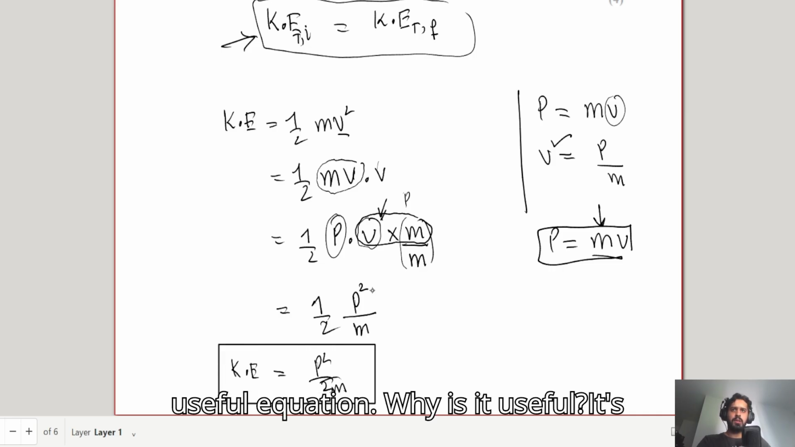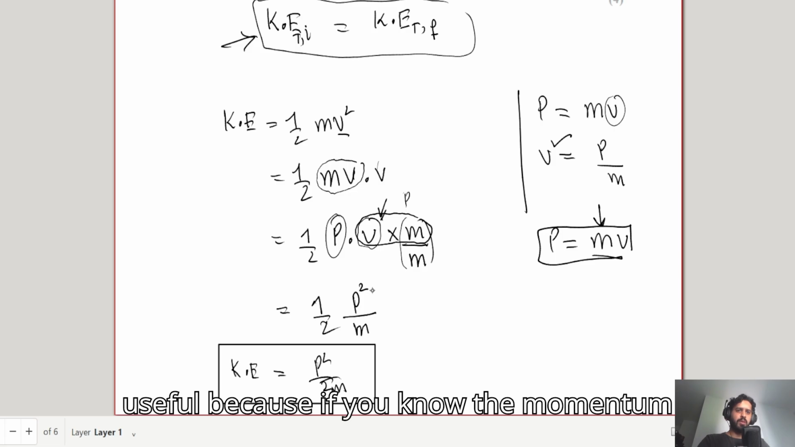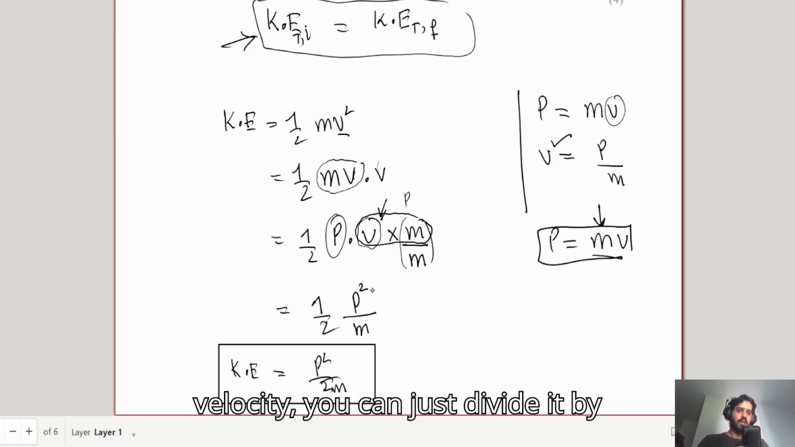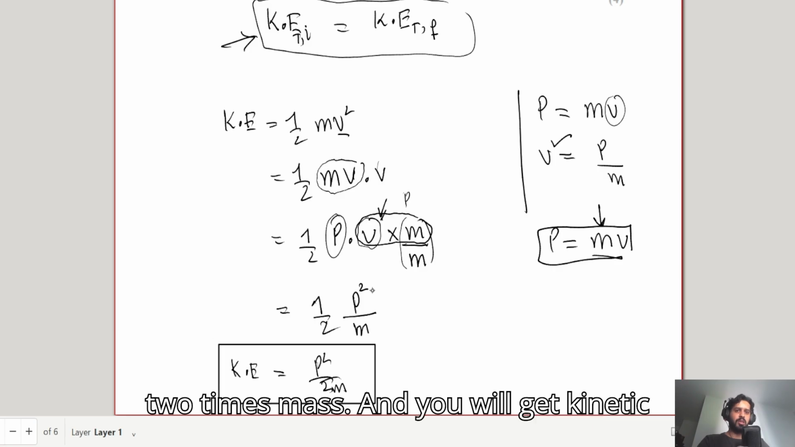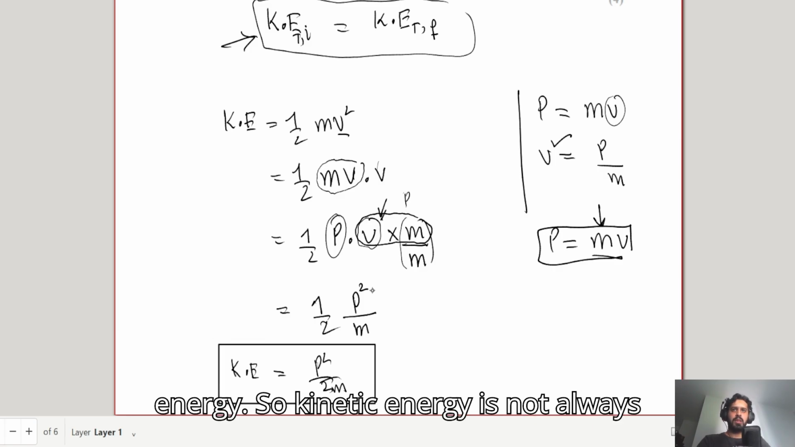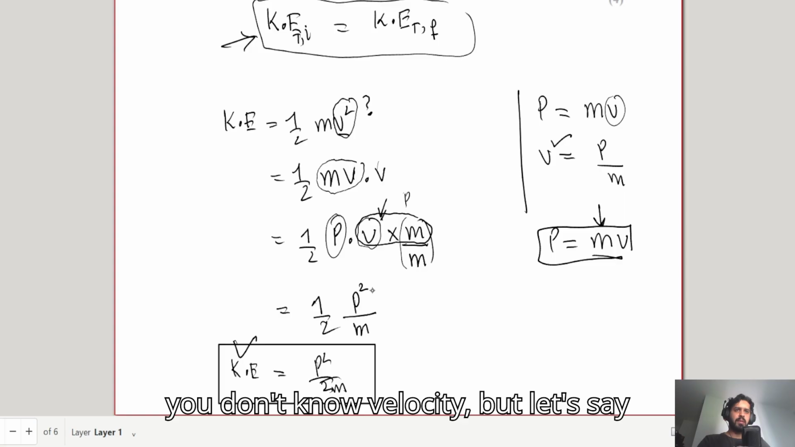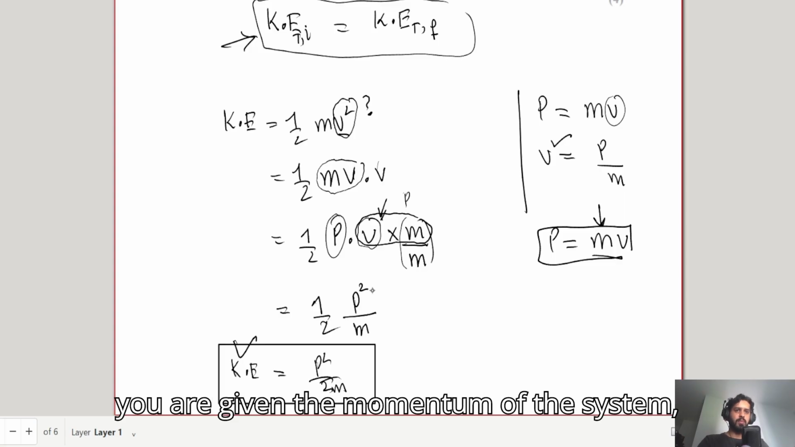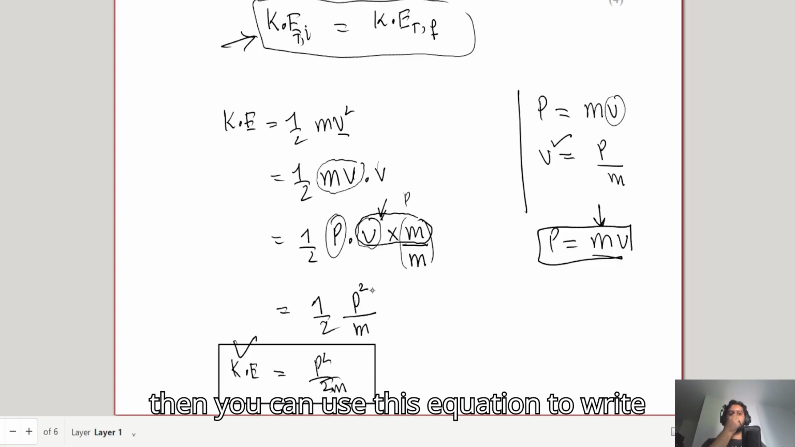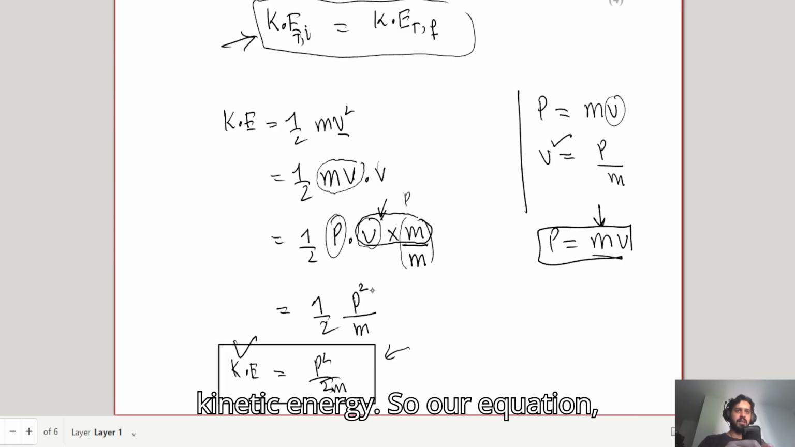Why is it useful? It's useful because if you know the momentum of an object, but you don't know the velocity, you can just divide it by 2 times mass, and you will get kinetic energy. So kinetic energy is not always 1/2 mv squared, because sometimes if you don't know velocity, but let's say you are given the momentum of the system, then you can use this equation to write kinetic energy.